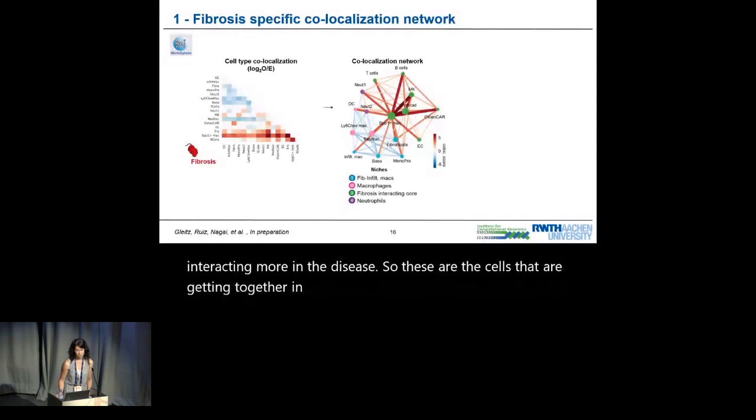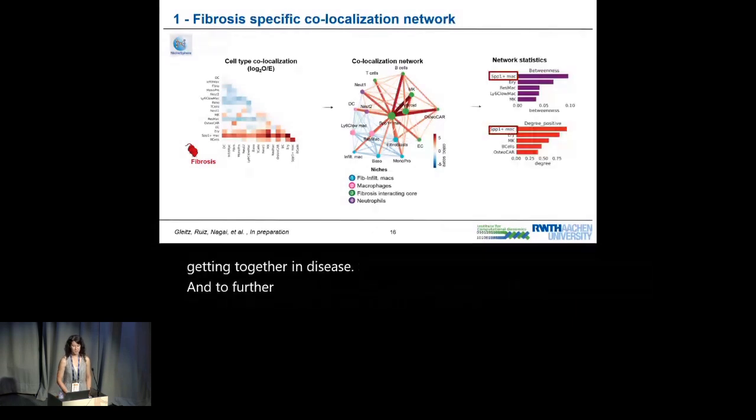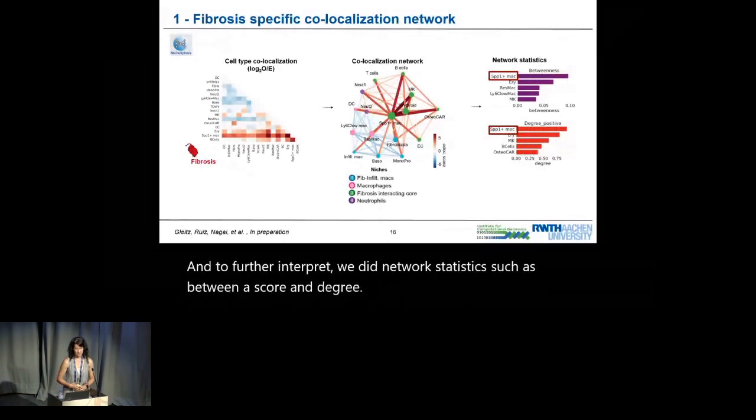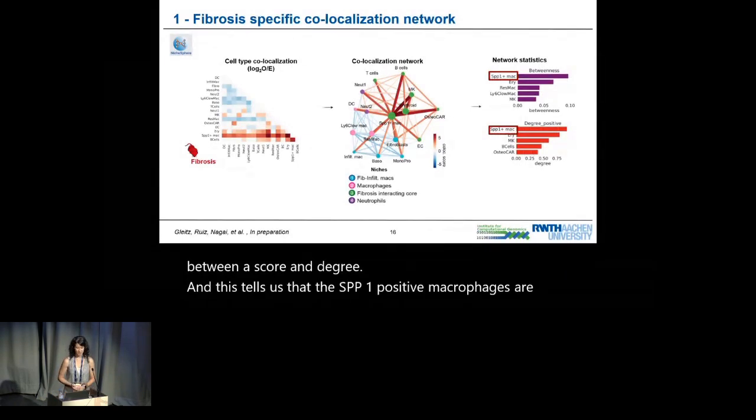To further interpret, we did network statistics such as betweenness score and degree. This tells us that the SPP1 positive macrophages are interacting with more cells in the disease, and they are also bridging other cell types.